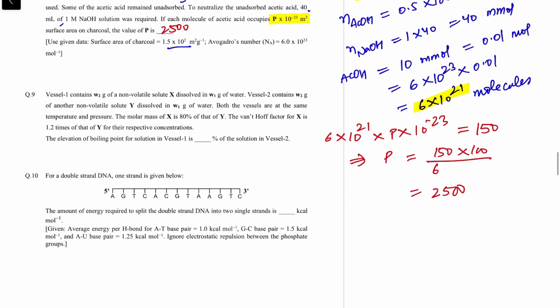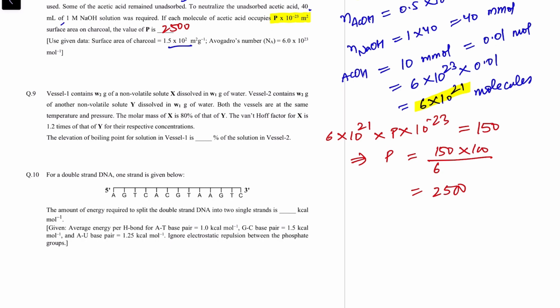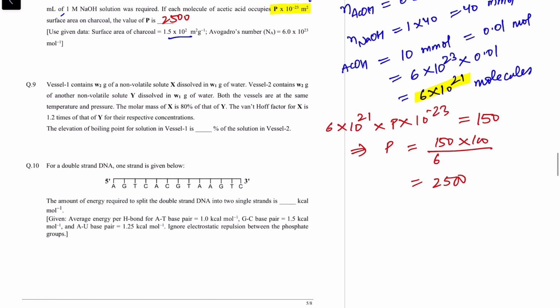Moving to the next question, question number 9. There are two vessels. Again, you can pause the video, read the question carefully, pick pen and paper, solve this question, and then you can replay the video and cross check your answer. There are two vessels, both contain the same solvent, water, the same amount of the solvent, W1 gram, but they contain different solutes. One contains X, another contains Y. Again, their amounts are the same.